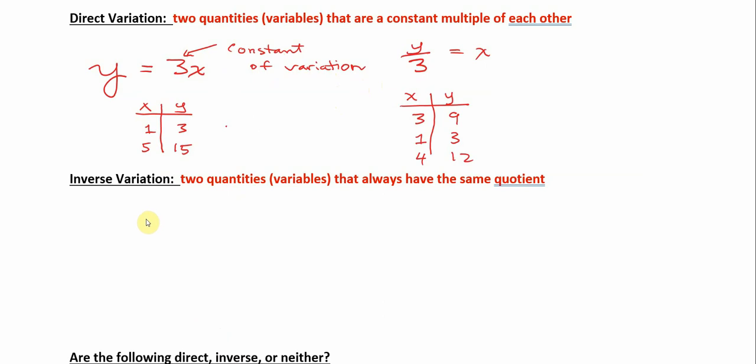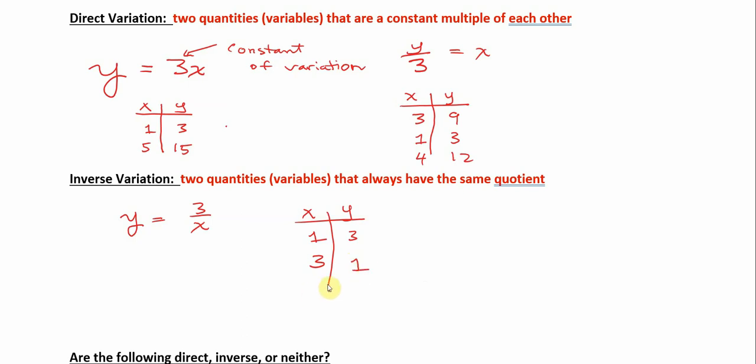An inverse variation is two quantities or two variables that always have the same product. You can think of this as a way of saying when one of them gets large, the other gets small. For example, if y is equal to 3 divided by x, and I make a chart with x and y, let's say x is equal to 1. Then y is 3 divided by 1, which is 3. What if x is equal to 3? Well, y would be 3 divided by 3, which is 1.